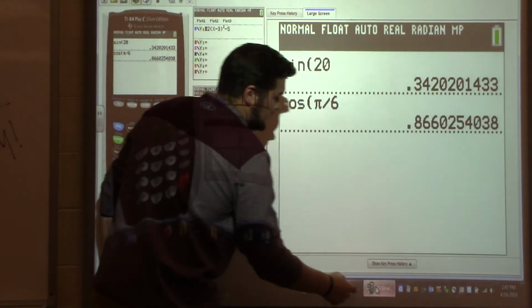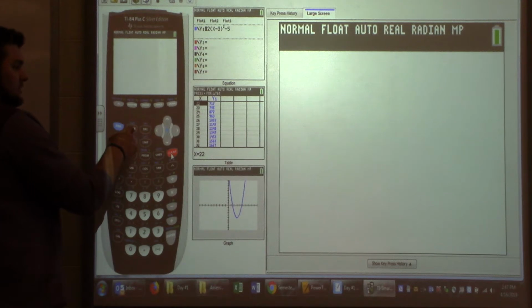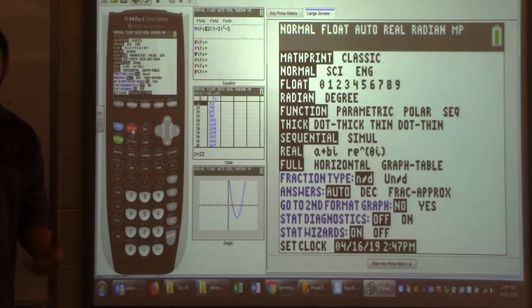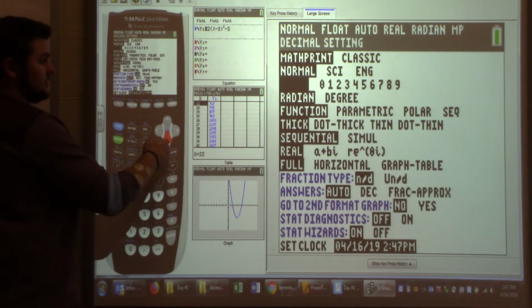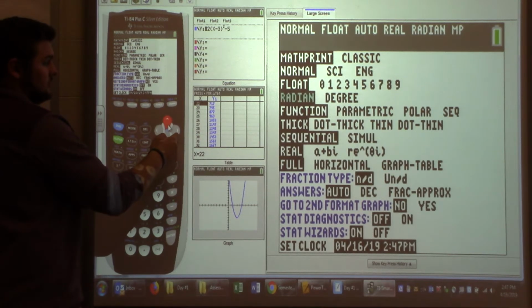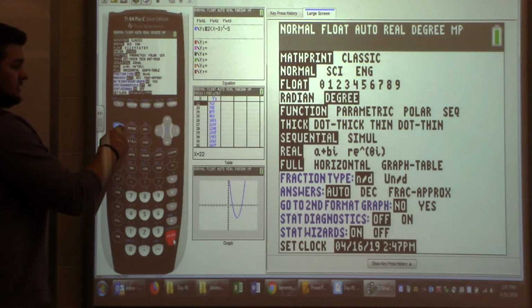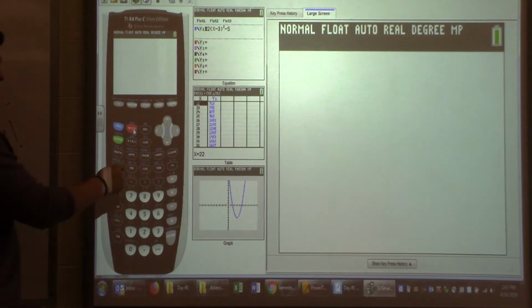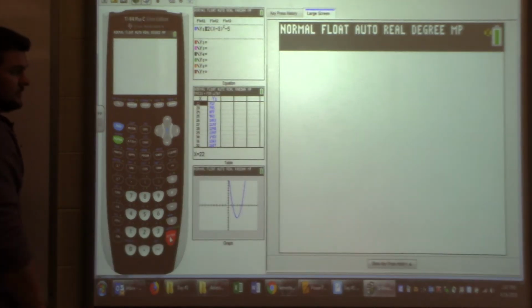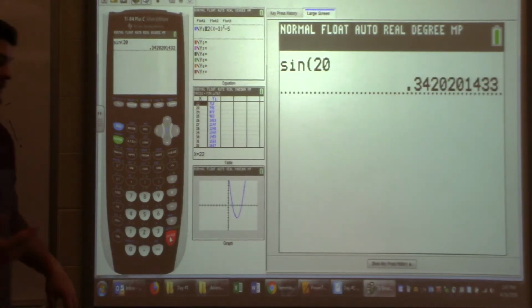So, how would you do that? The first one, sine of 20. I'd go into mode. I'd make sure, well, I'm doing 20 degrees, so I'm going to be in degree mode. So I go over to degree, hit enter, and I would do sine of 20. I get 0.34.